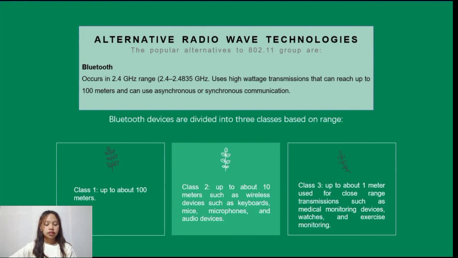Alternative radio wave technologies. In communication technologies such as television, mobile phones, and radios, radio waves are the most well-known type of electromagnetic radiation. To produce sound waves, these devices receive radio waves and turn them into mechanical vibrations in the speaker. It creates sound. As alternatives, the popular alternatives to the 802.11 group include Bluetooth.